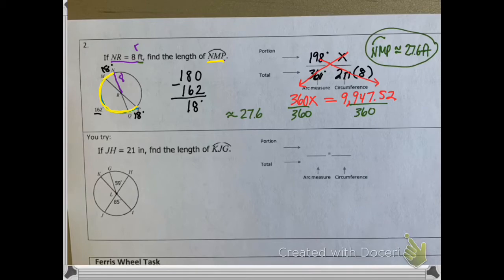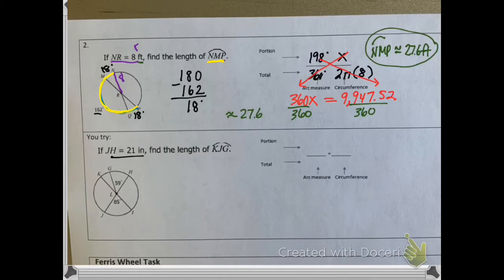For the U-Try, I suggest pausing the video, trying this one on your own, and then replaying it to see if you got the same answer that I did. Alright, so we're trying to find the arc length of KJG. So they give us that JH is 21 inches.